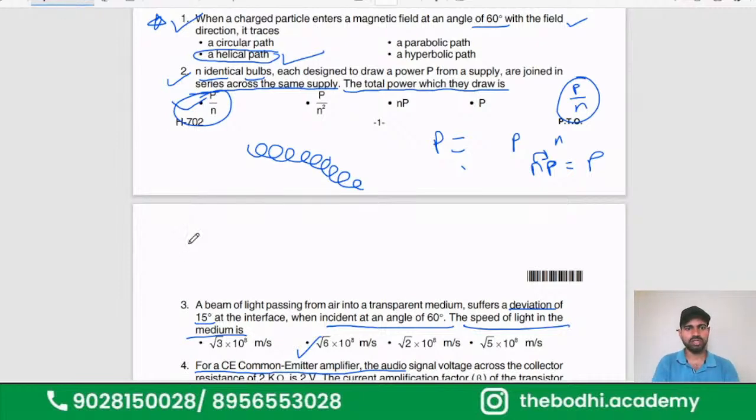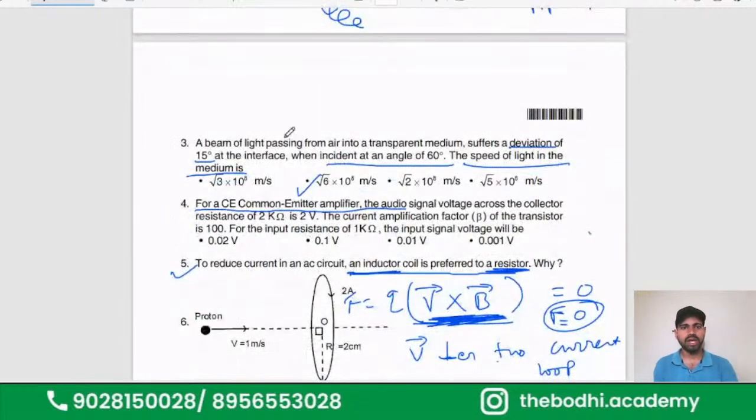Next question was the third. A beam of light passing from air into a transparent medium suffers a deviation of 15 degrees at the interface when incident at an angle of 60 degrees. The speed of light in the medium is dash. Can anyone just type in the comment section what formula we used? Quickly.